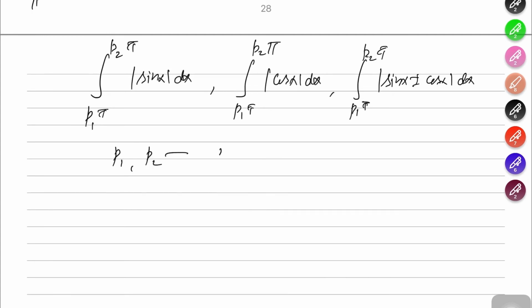So what will happen if p1 and p2 are not integers? Then how will we integrate? What is the answer? What is the trick? This we'll see in the next video. In the next video I will try to explain what will happen if the limits p1 pi and p2 pi, where p1 and p2 are not integers.